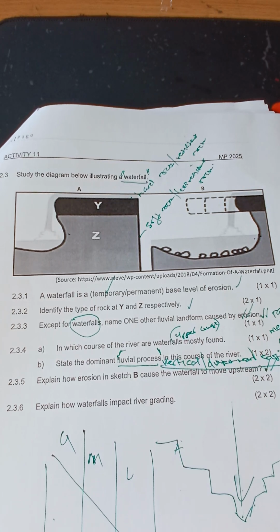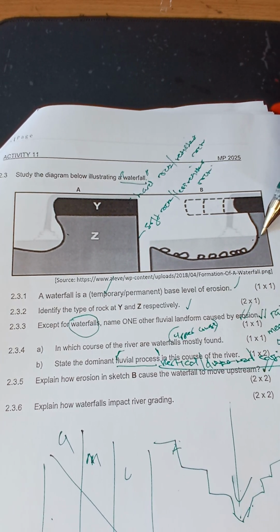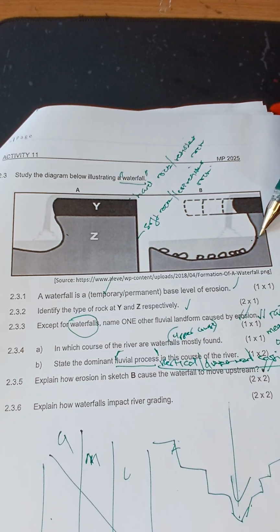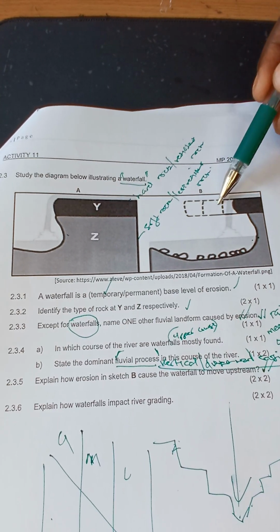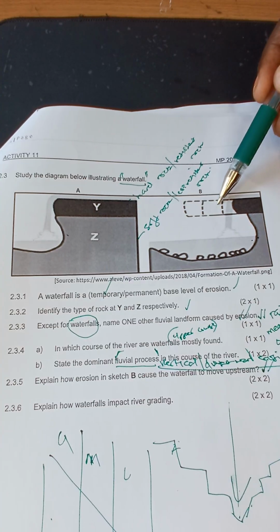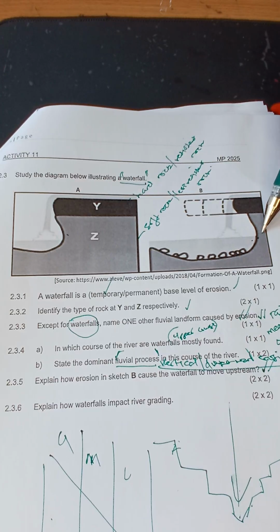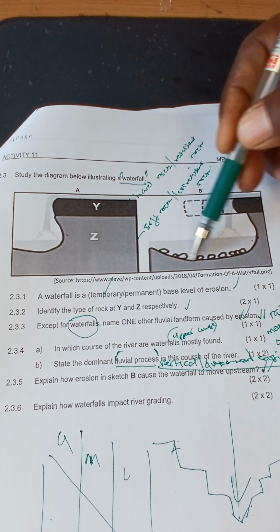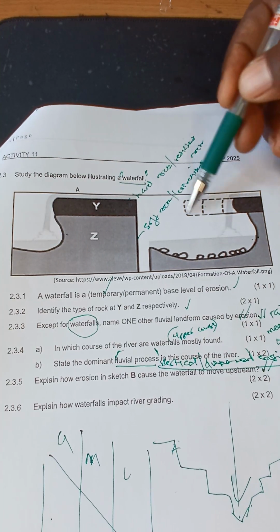So the softer rock, as you can see here, is eroded, leaving the harder rock. Erosion undercuts the less resistant, softer rock. Then erosion undercutting will create a plunge pool. This is your plunge pool. The resistant rock is not supported by the soft rock. This one is no longer supported by the softer rock.